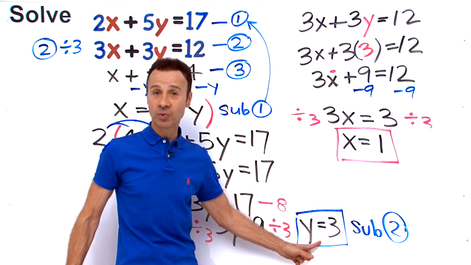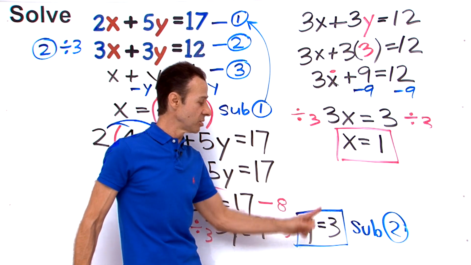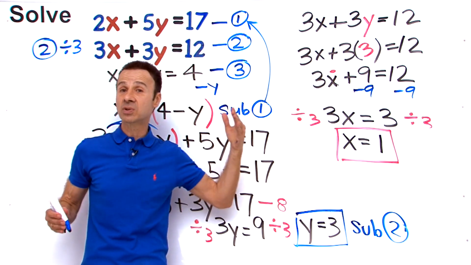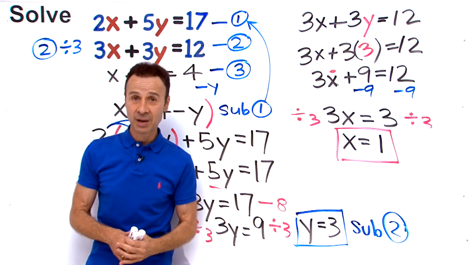Now if you want to see if you're correct, you want to confirm, all you have to do is take these two values, substitute them into the two equations, and if the left-hand side equals the right-hand side, then you know you're correct. Hope that helps.